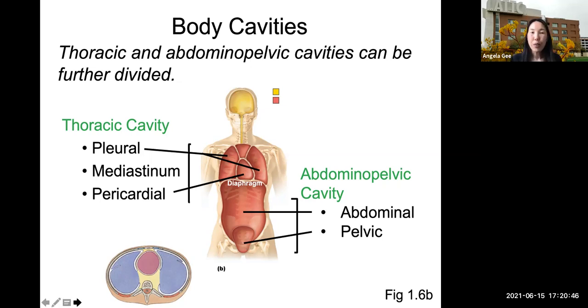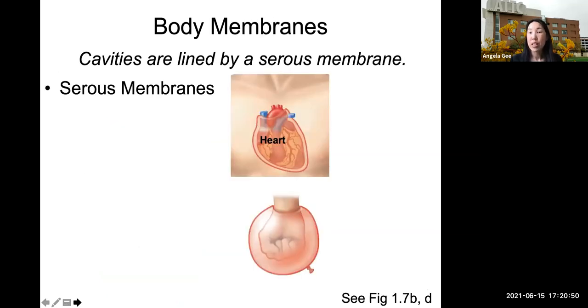All right, so now that we've gone through the body cavities, let's talk about some membranes. So these cavities, again, are spaces that hold organs in them, and they are helping to organize the body. Now, each of these cavities are protected by a membrane. So these membranes are there to protect the cavities and line the cavity. So importantly, these cavities are lined by what we call serous membrane. Serous membrane, there's three that you need to know.